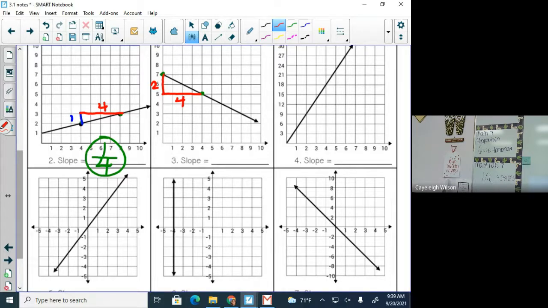You can go from this one to this one, it'll still be the same. All right, so this is what kind of slope again? Negative, so it's going to be a negative 2/4, because it's rise over run. Does 2/4 reduce any? Negative 1/2. So my answer is negative 1/2.